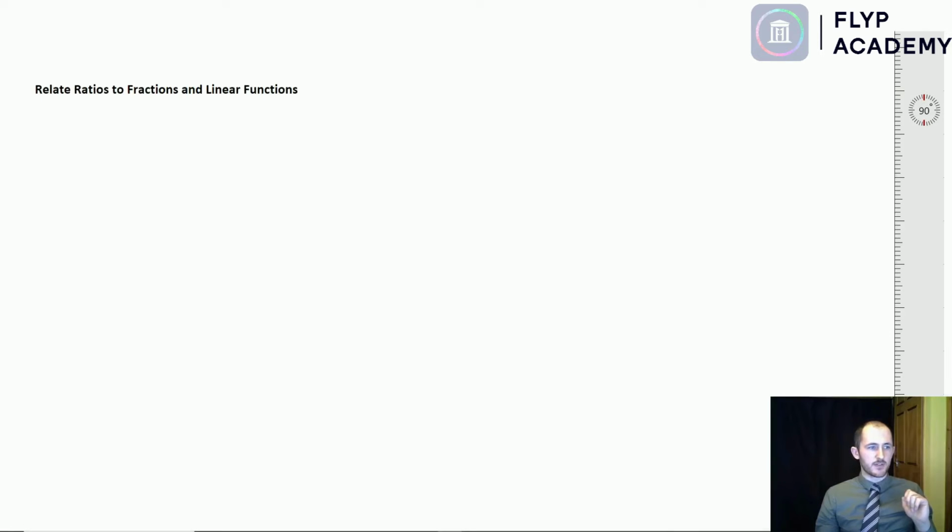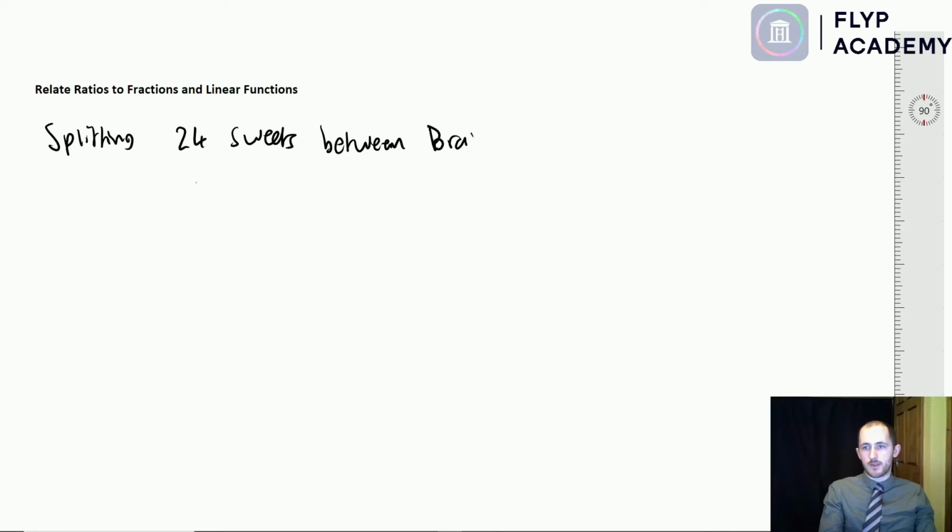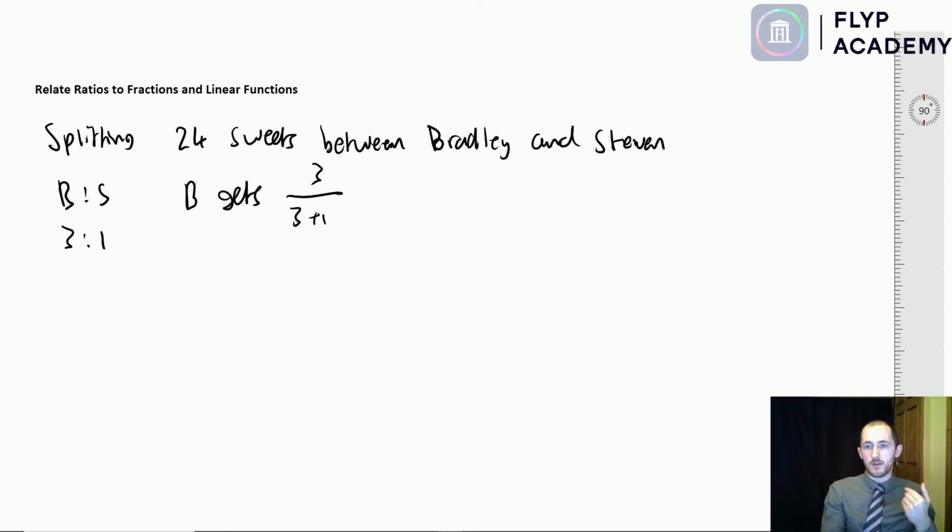Next things, we need to relate ratios to fractions and to linear functions. So again, similar to what we've done before, let's say I'm splitting money, or splitting 24 sweets between Bradley and Stephen, and the ratio of Bradley to Stephen is 3 to 1, I should recognise that this means that Bradley gets 3 over 3 plus 1, so 3/4 of the sweets.